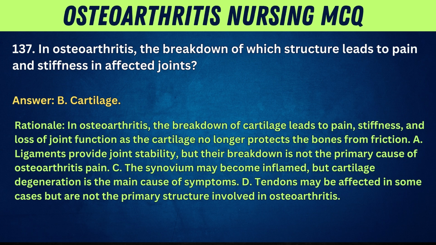A. Ligaments provide joint stability, but their breakdown is not the primary cause of osteoarthritis pain. C. The synovium may become inflamed, but cartilage degeneration is the main cause of symptoms. D. Tendons may be affected in some cases, but are not the primary structure involved in osteoarthritis.